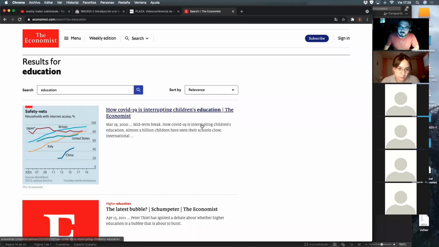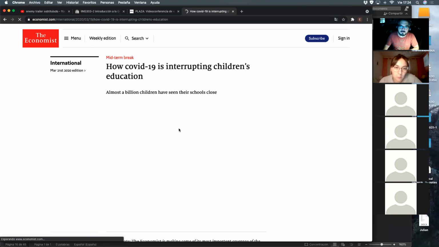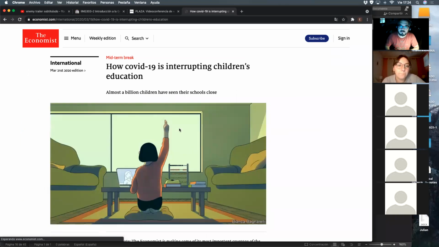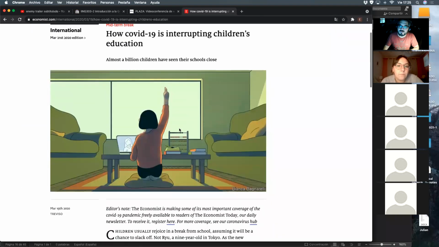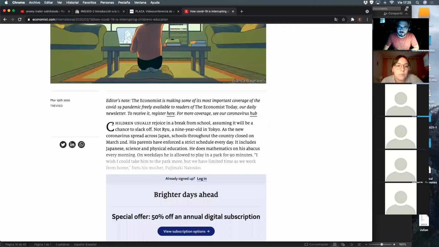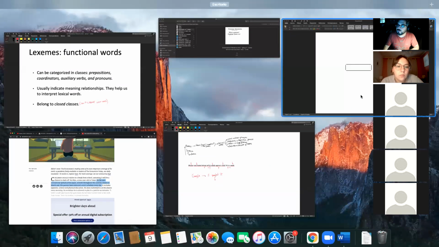How COVID-19 is interrupting children's education. Almost 1 billion children have seen their school closed. As the new coronavirus spread across Japan, schools throughout the country.